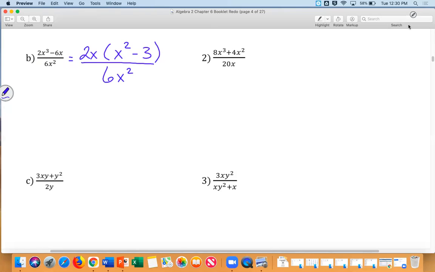Now we look at this. I have 2 on top and 6 on bottom. They can cancel. 2 into 6 is 3. X over x squared, it's going to be x. Does everybody see how I reduced the 2x and the 6x squared?